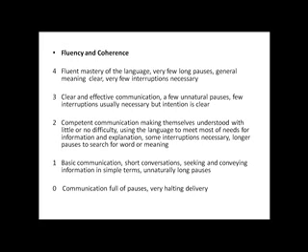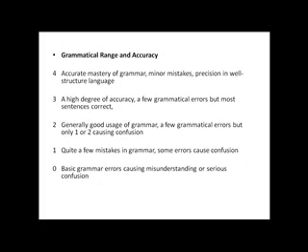And the second is about fluency and coherence. The highest score of fluency and coherence is 4. Fluent mastery of the language, very few long pauses, general meaning clear, very few interruptions necessary. And point 3: clear and effective communication, a few unnatural pauses, few interruptions usually necessary but intention is clear. And point 2: competent communication, making themselves understood with little or no difficulty, using the language to meet most needs for information.